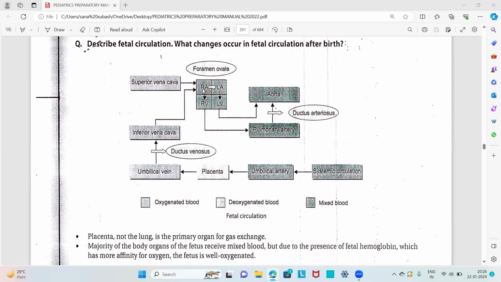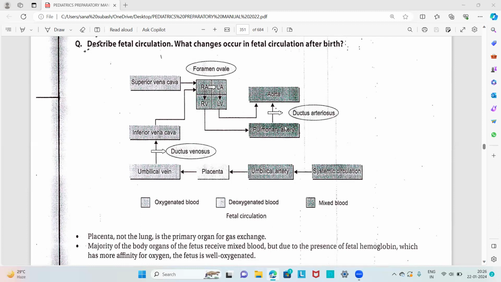The oxygenated blood reaches the right atrium, and there is also a foramen ovale between the right atrium and left atrium. So there will be flow of blood from the right atrium to the left atrium directly because of the pressure difference. This blood flows from the right atrium into the left atrium and left ventricle, and from there it goes into the aorta. Some of the blood also goes from the right atrium to the right ventricle, and from the right ventricle it enters the pulmonary artery.